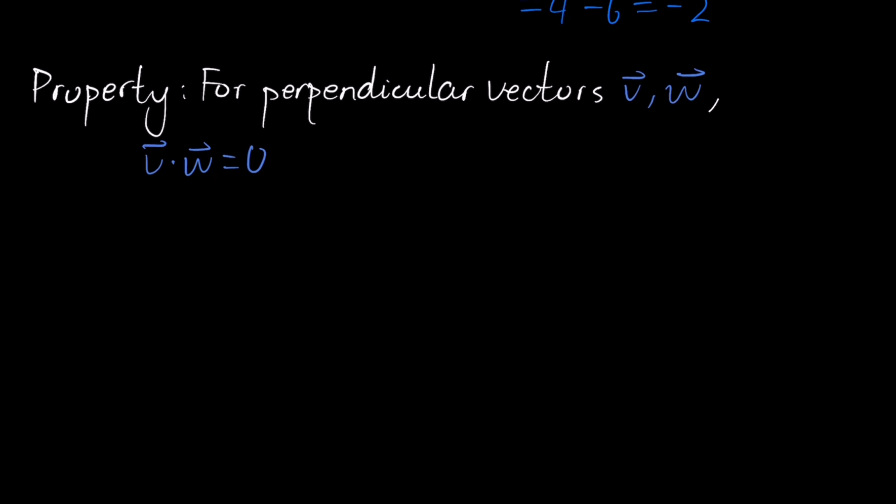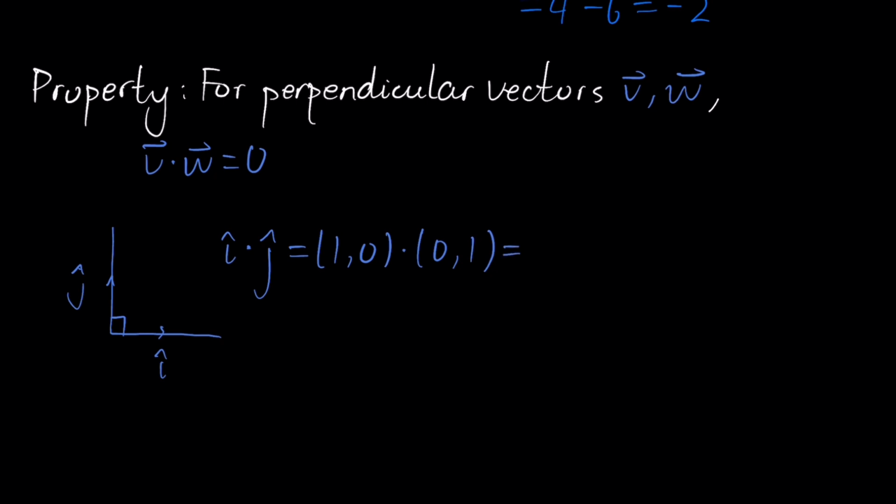Nice. You can think of an example, right? In our coordinate system, we have the unit vector i and the unit vector j. Because they are perpendicular, i dotted with j, which are the unit vectors (1, 0) and (0, 1), is equal to 1 times 0 plus 0 times 1, which is 0 plus 0, which is 0. This is a very simple property we can memorize.